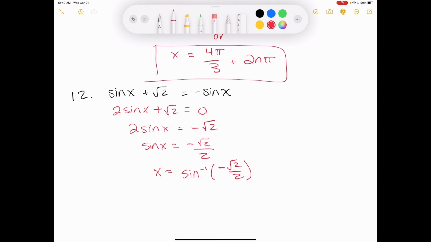Where is sine equal to negative root 2 over 2? Pi over 4 and 5 pi over 4. 5 pi over 4 and 7 pi over 4. So x is equal to 5 pi over 4. X is equal to 7 pi over 4. I'm dealing with sine, so I'm going to add what? 2 n pi.